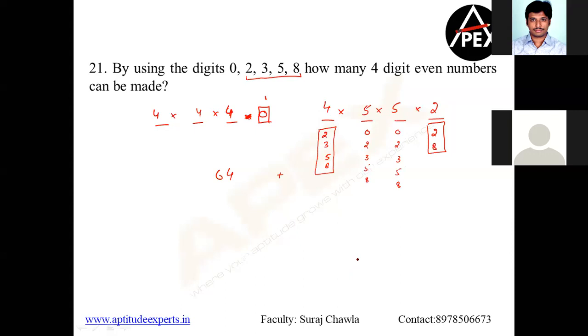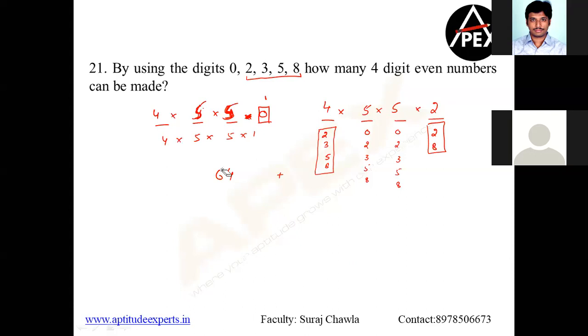Clear? I'm sorry. Here, yeah, 0 can repeat here also, right? So my bad. Here also this will have 5 into 5. I'm sorry guys, here also you'll have 5 into 5. So this will give you a 4 into 5 into 5 into 1. Just 1 second guys.